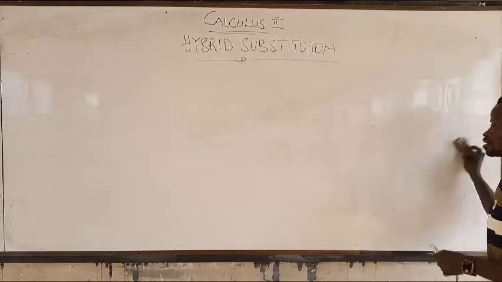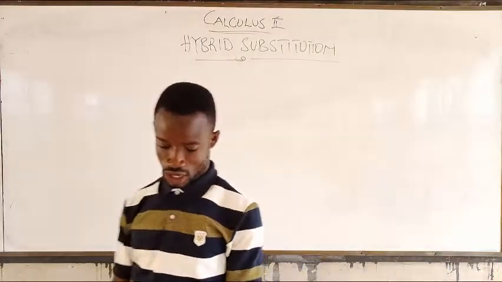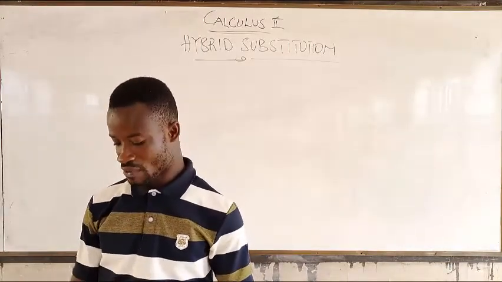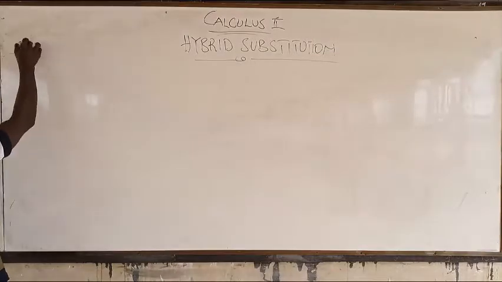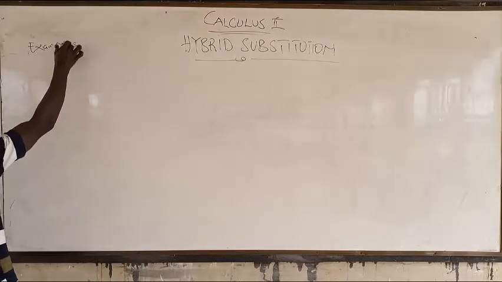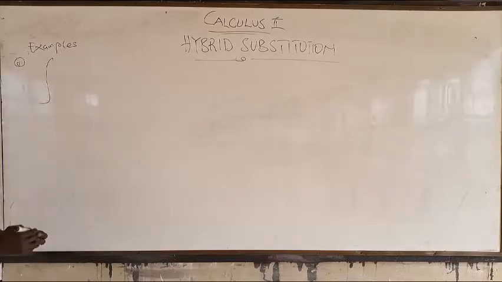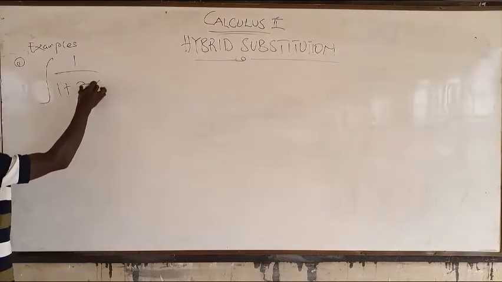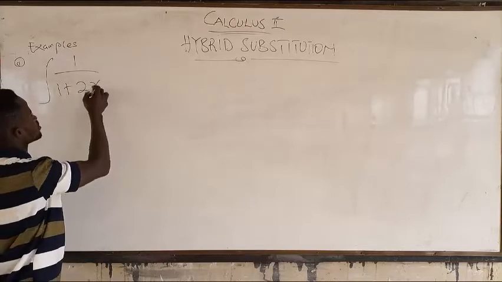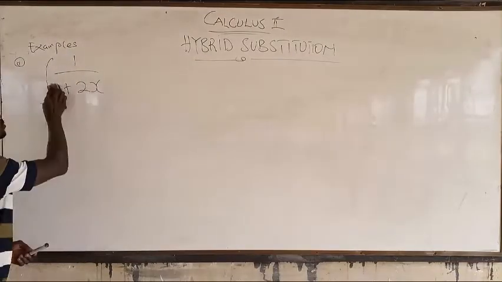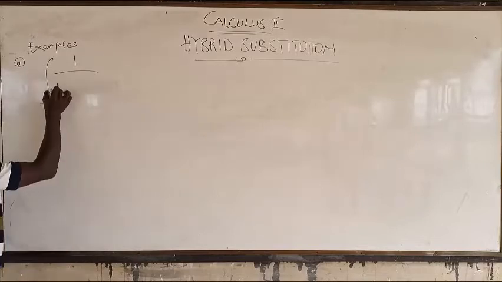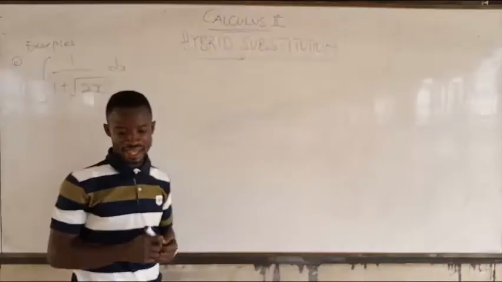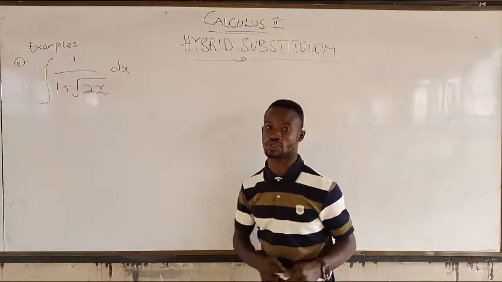So let's move on to solve our first question. Example 1: integrate 1 over 1 plus the square root of 2x, dx. We are integrating this function with respect to x.